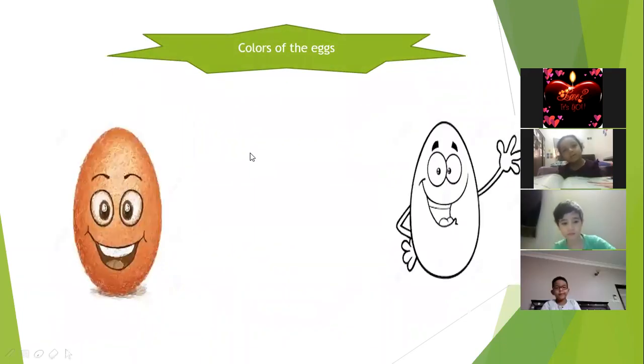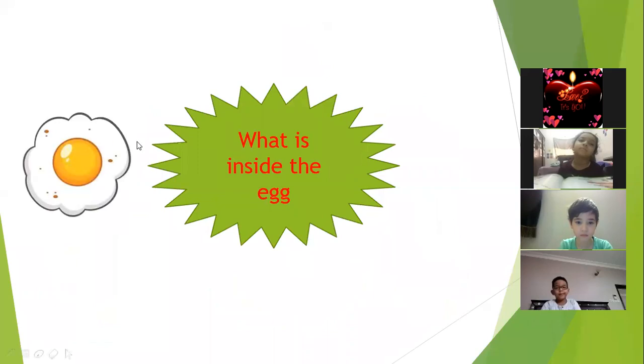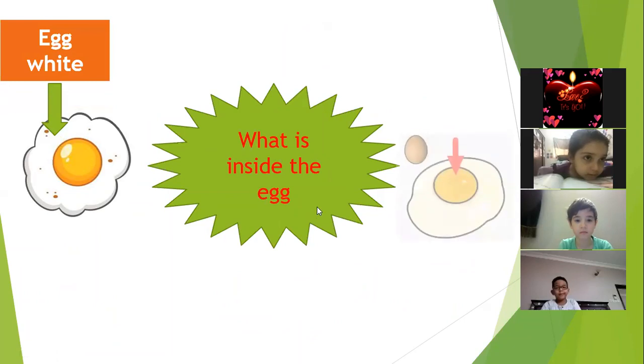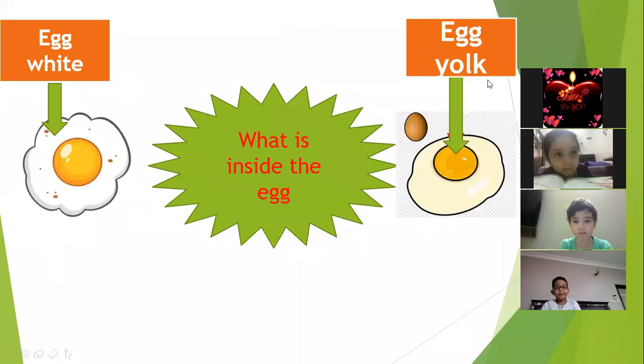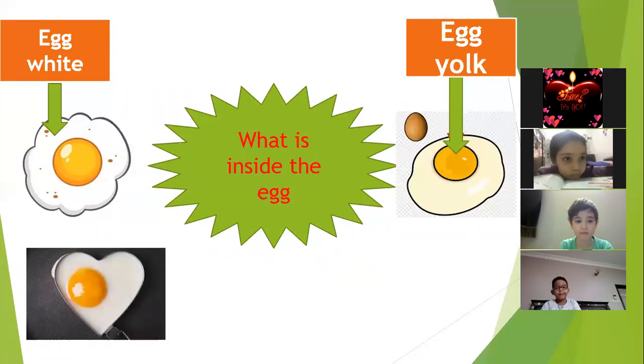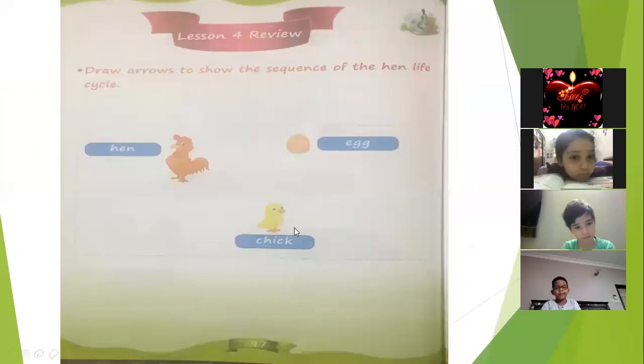Okay. Now, what is inside the egg? We said before. What is inside the egg? We have a white egg and yolk. Yes, and yolk. Egg white and egg yolk. You can also eat the egg. Yummy. Yeah, it's yummy. Eat it.